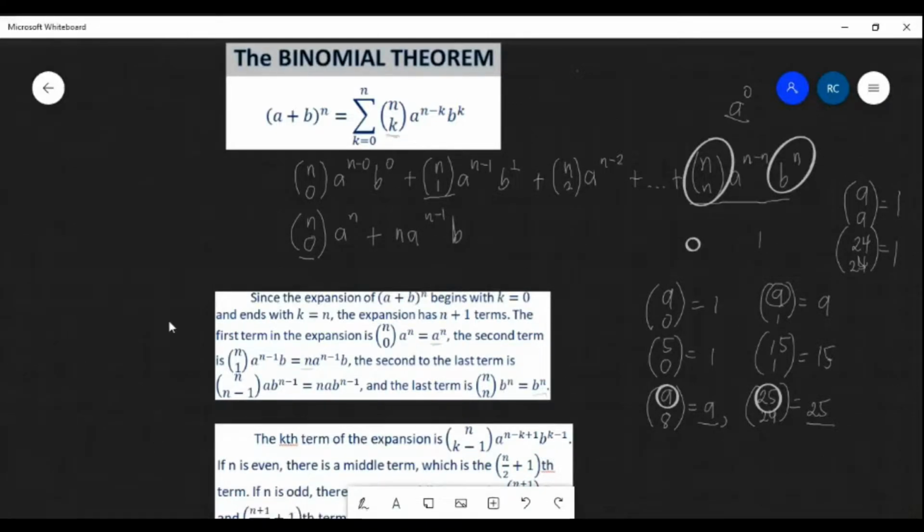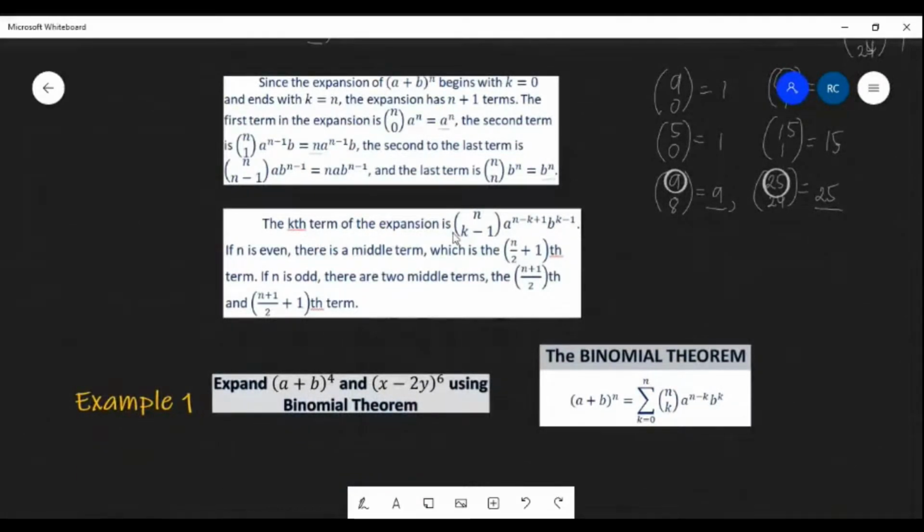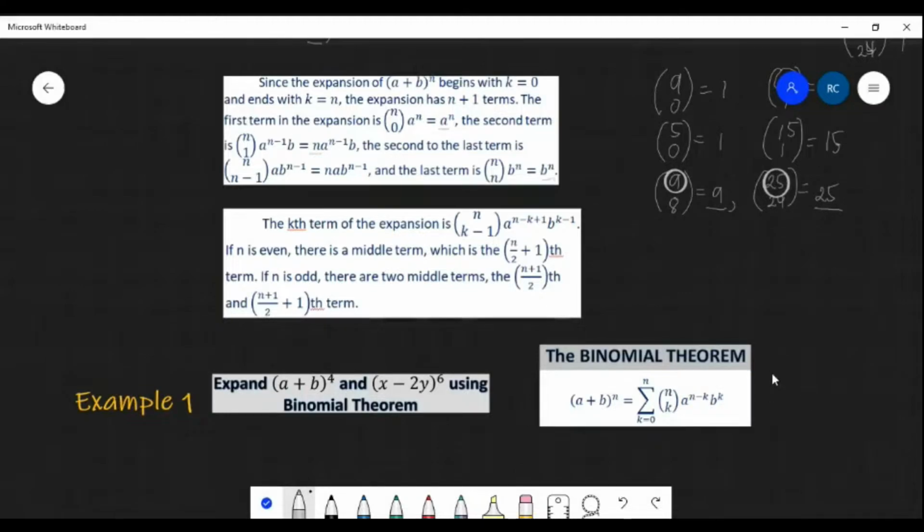Next. The kth term of the expansion is n combined k minus 1 times a raised to n minus k plus 1 times b raised to k minus 1. Ito yung term. Pero basically, yung gagamitin natin na way is that n combined k times a raised to n minus k b raised to k para hindi na tayo magulo. Kasi kapag ganito, medyo crucial na to eh. Okay? Pero laging minus 1 yung k. Depende yan sa term. Okay?